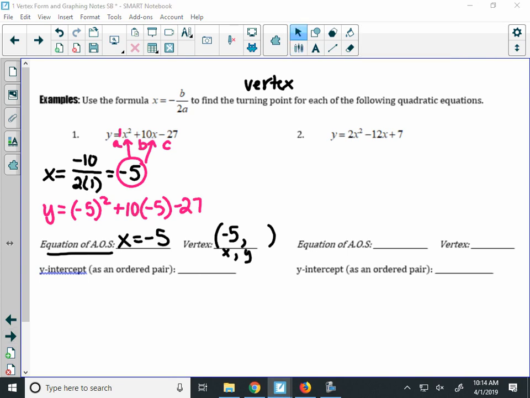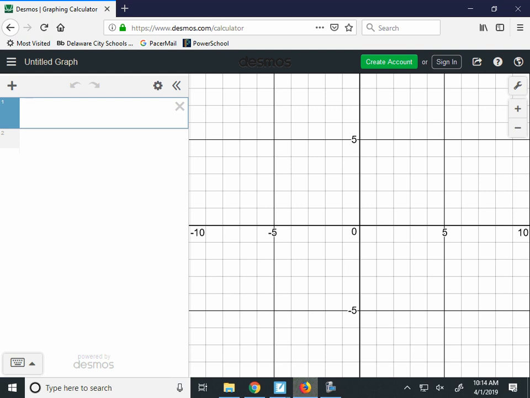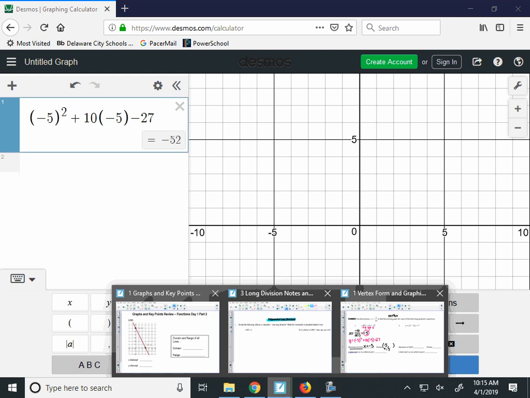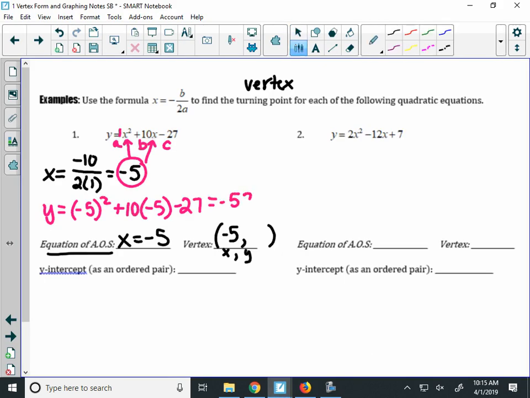Now what I would do is type that into your calculator or into Desmos to find the value. So you'd have negative 5 squared plus 10 times negative 5 minus 27. And you get negative 52. And that negative 52 is the y value. Now the y-intercept, remember we just said above, is always the constant on the end of standard form. So it would be (0, negative 27).